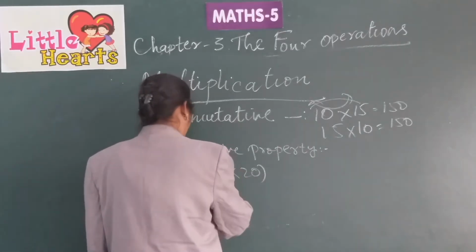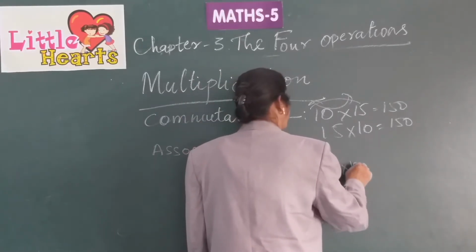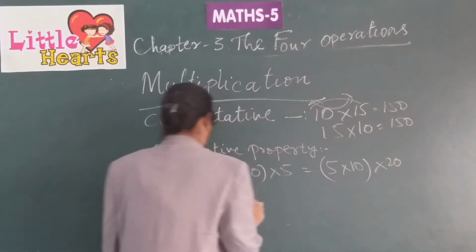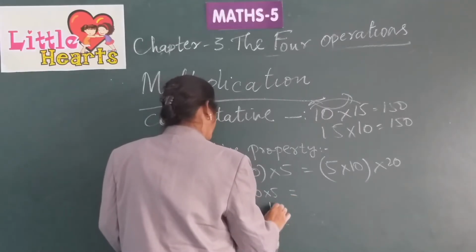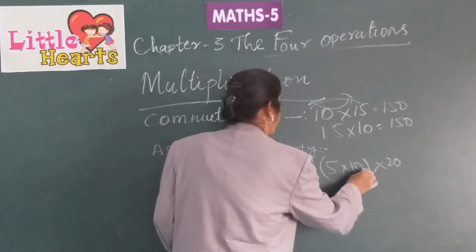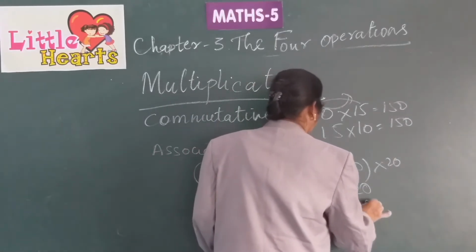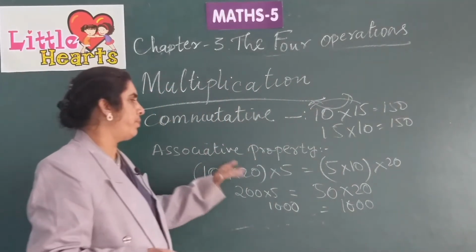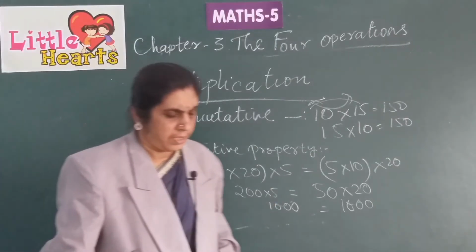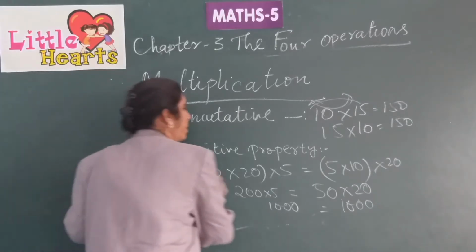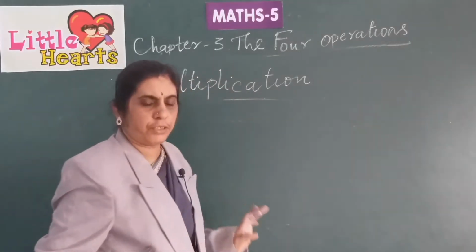10 into 20 into 5 equals 5 into 10 into 20. 200 into 5 is equal to 1000. That is equal to 50 into 20. That is equal to 1000. So if three or more numbers are grouped together and the order is changed, their product remains the same. This is the associative property, commutative is over, and now the distributive property.